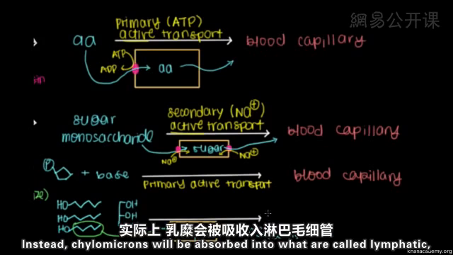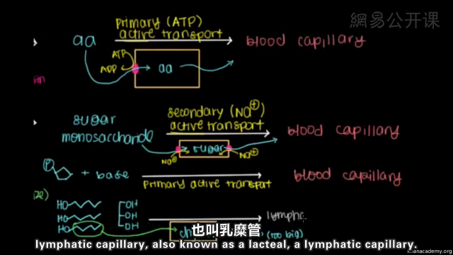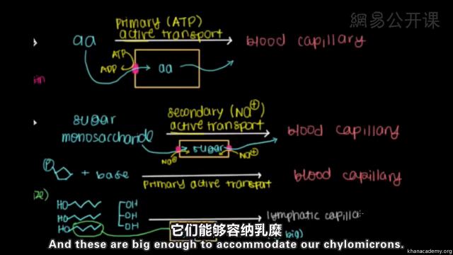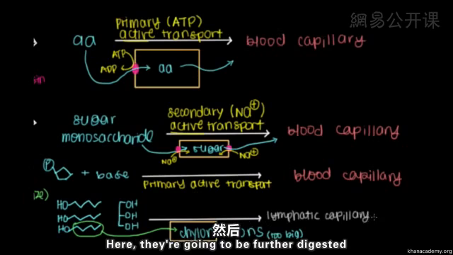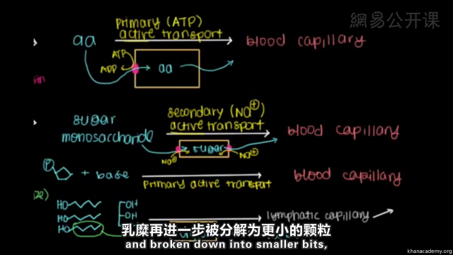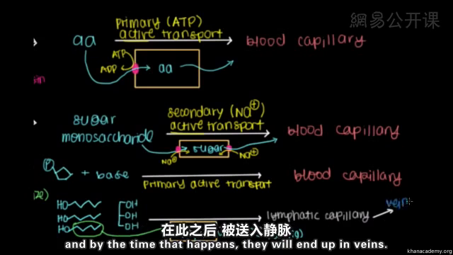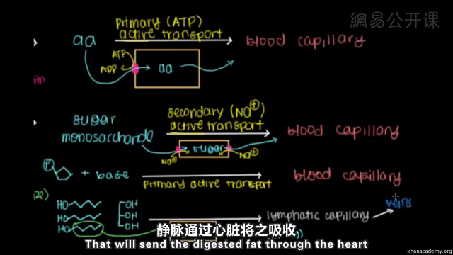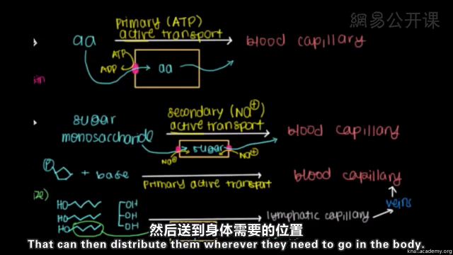Instead, chylomicrons will be absorbed into what are called lymphatic capillaries, also known as a lacteal. And these are big enough to accommodate our chylomicrons. Here, they're going to be further digested and broken down into smaller bits. And by the time that happens, they'll end up in veins that will send the digested fat through the heart and eventually to arteries that can then distribute them wherever they need to go in the body.